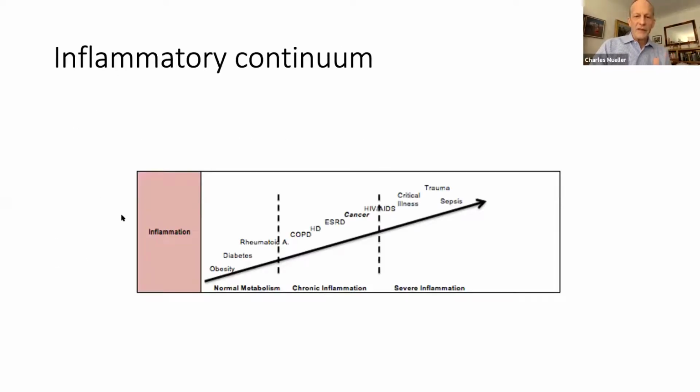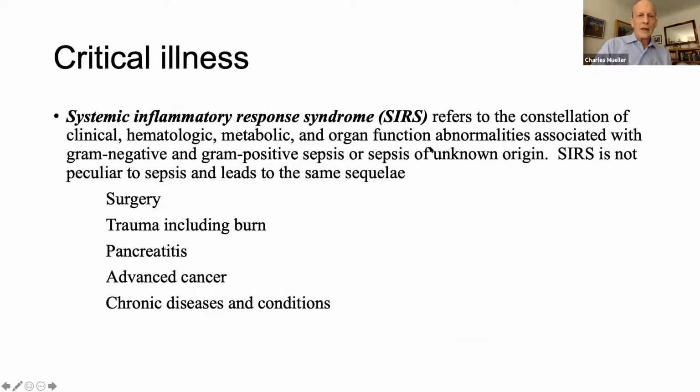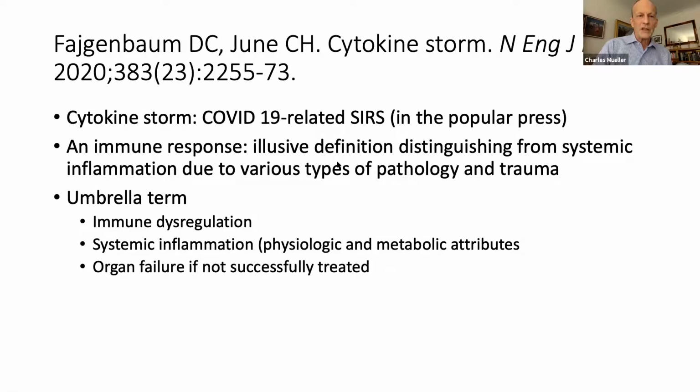And here's this inflammatory continuum again. Here is this metabolism again. So important to understand. Here is the terminology, systemic inflammatory response syndrome, which looks very different in trauma, very serious pancreatitis, advanced cancer, and other chronic diseases and conditions. It derives from gram-negative sepsis, the terminology.